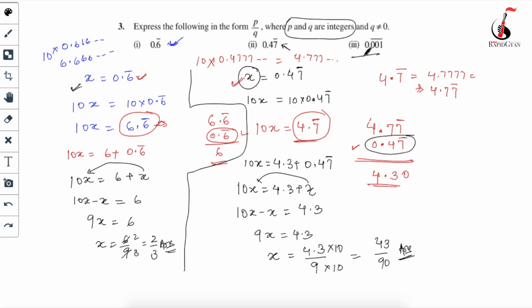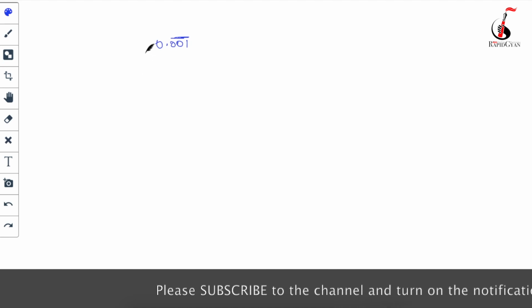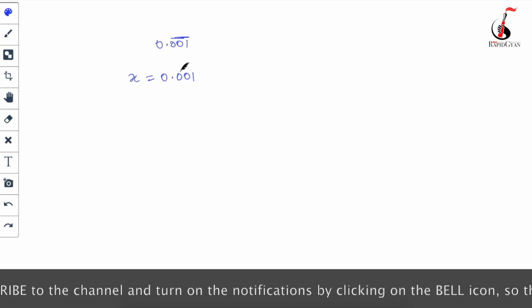Next question is 0.001 bar. I will solve it. Hope you guys understand, you will be able to solve this by yourself. So next question is 0.001 bar. Okay, so first step, assume that x equal to 0.001 bar.